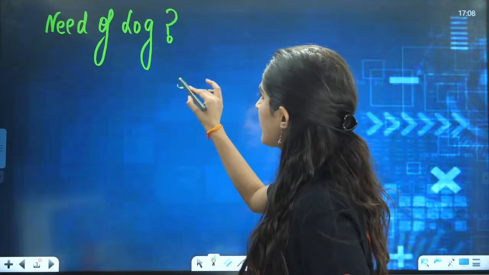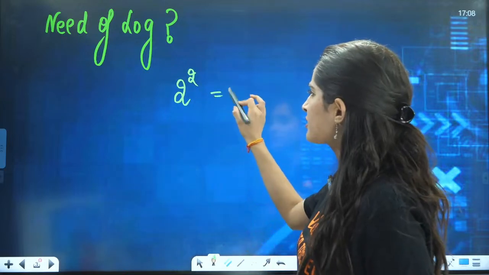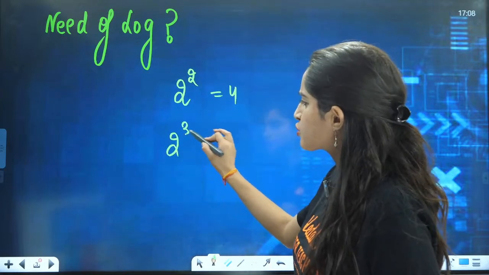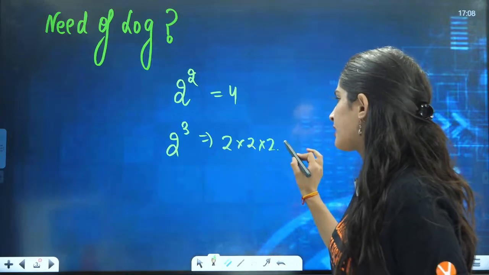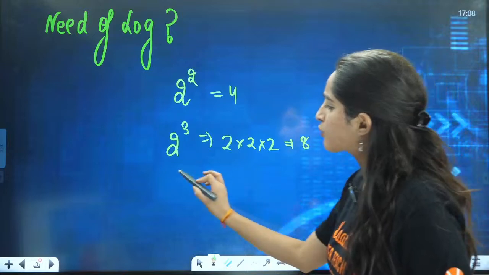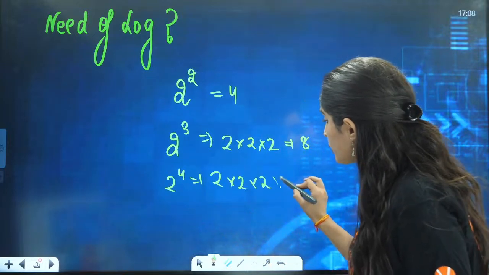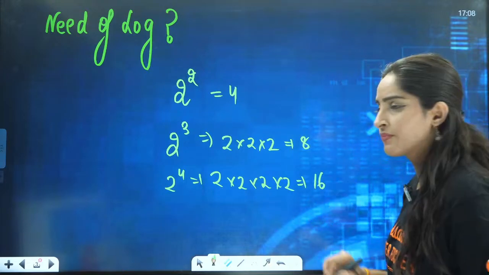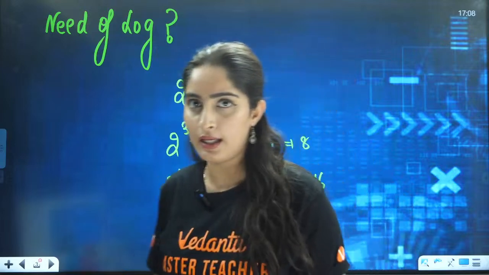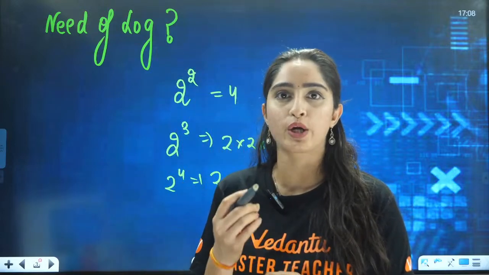For example, I am asking you to calculate 2 raised to power 2. You will say, ma'am, very easy, it is 4. I'll say calculate 2 raised to power 3. You will say, ma'am, very easy, it is 2 into 2 into 2, that is 8. Calculate 2 raised to power 4. You will say 2 into 2 into 2 into 2, that is 8 into 2, 16. Now similarly, you can answer all the questions, 2 raised to power 10, 2 raised to power 20.